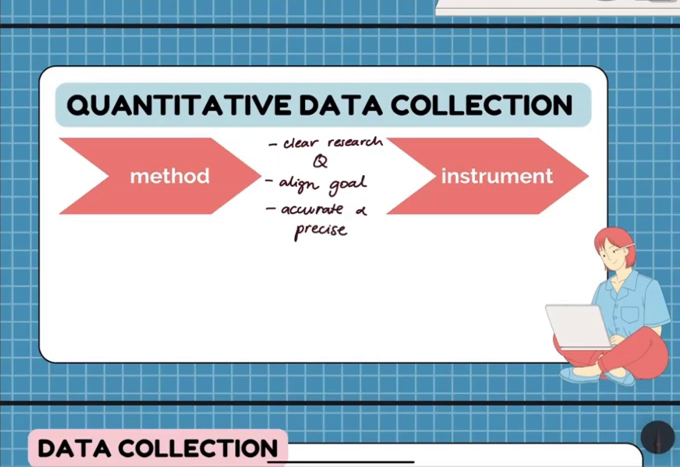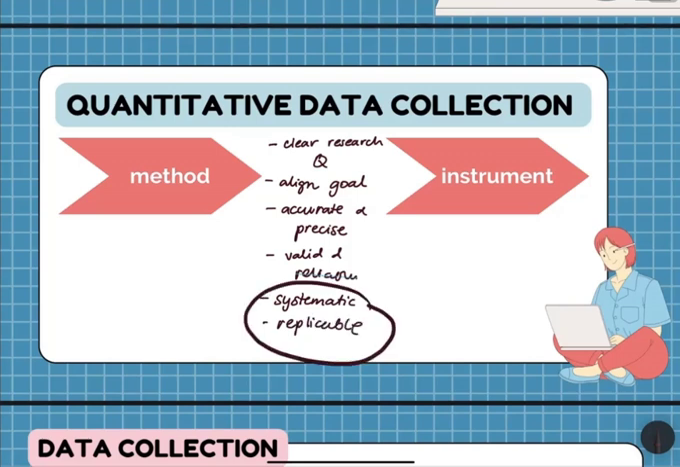And of course, one major consideration that we have to remember is to ensure that our method and instrument are valid and reliable. So how do we really gather this data? In quantitative data collection, it's all about getting information in ways that are systematic and replicable. Remember these two words because these will play an important role later on. This means that if another researcher repeated our study, they'd get the same or very similar results.